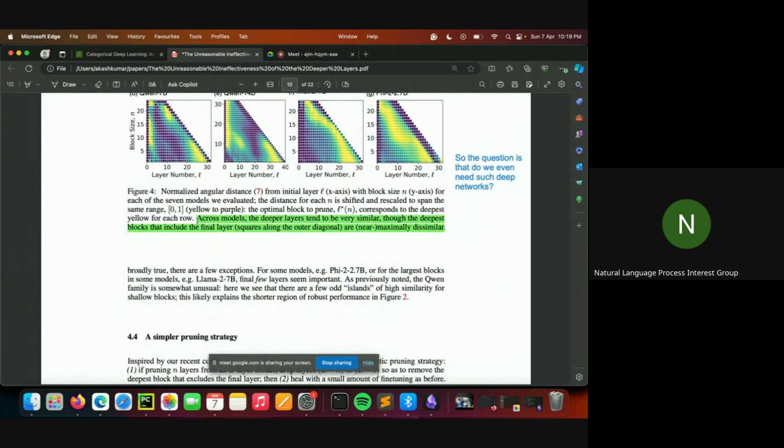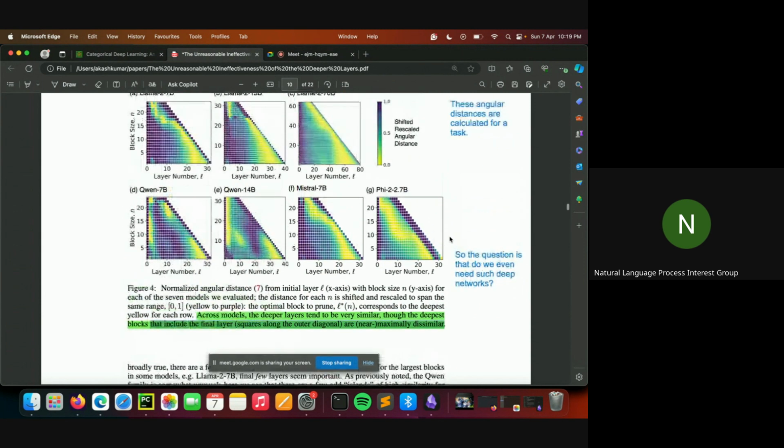And so the authors show that across models, the deeper layers tend to be very similar, though the deepest blocks that include the final layer are nearly maximally dissimilar. So if you see all the last blocks that are there, they are quite important for the functioning of the model, and they are not similar to the rest of the layers.